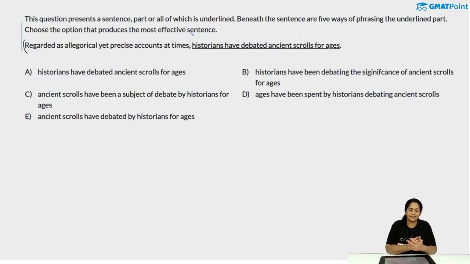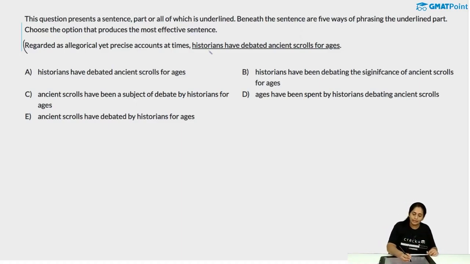So in this case, let us take a look at the sentence. "Regarded as allegorical yet precise accounts at times, historians have debated ancient scrolls for ages." Now let's take a look at the modifier. "Regarded as allegorical yet precise accounts at times." So what is this referring to? This is referring to some document as such. For it to be allegorical but a precise account, that basically means it is referring to some notes, some accounts, some written document essentially. So can historians be a written document?